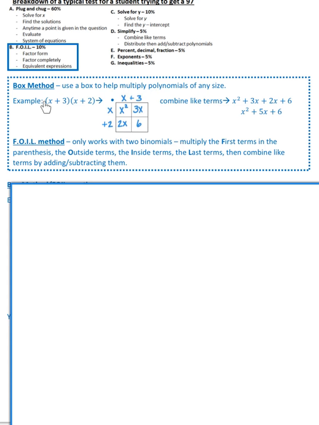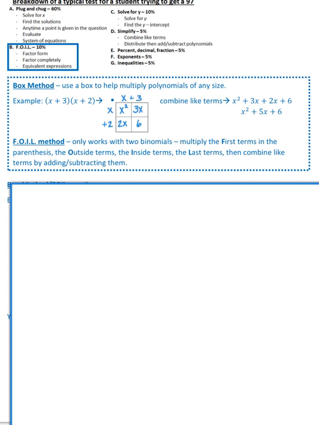And then you multiply your outside terms, which would be x and 2. And x times 2 is a positive 2x. And then you multiply your inside terms, which would be 3 and then this x right here. That would give you 3x. And then your last terms would be the last terms in the parentheses, and 3 times 2 is 6.